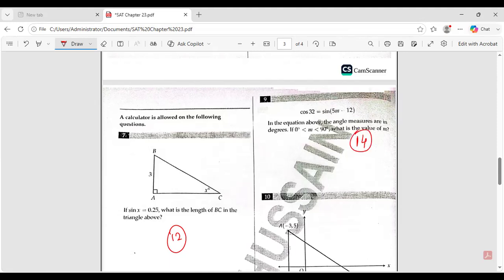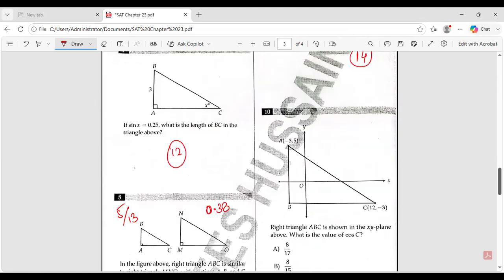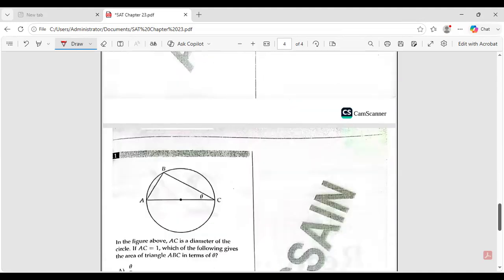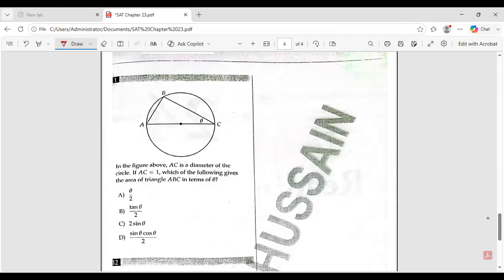Hassan, did you get it? Mine was wrong because I made a silly mistake. Understood? Yes sir. Nice. Let's go. Now, let's move on to question number 10. What is the answer for 10? D. B or D? D. Yeah, D. That is 15 over 17. And we are left with the last two questions. Number 11. D again.